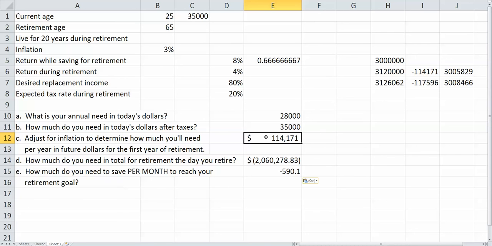and that will allow me to withdraw $114,171 the first year, 3% more the second year, 3% more than that the third year, and so on. And all that equates to having the equivalent after-tax income of $28,000 today.